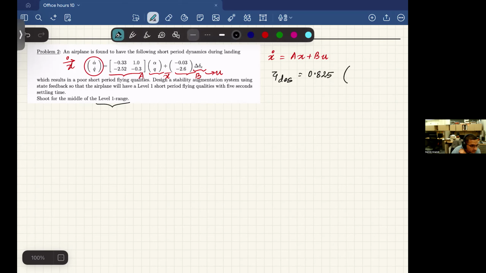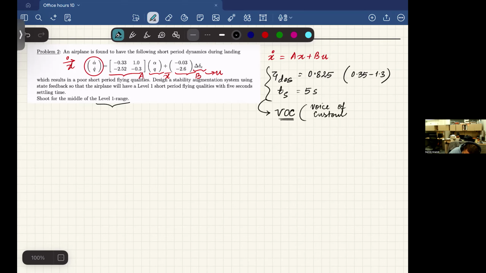The range is given as 0.35 to 1.3. So in the middle of level 1 Category C flying capabilities, my zeta desired is 0.825. Fine. What is the next requirement? The next requirement says that the settling time Ts is going to be 5 seconds. So this is called VOC in industry. Just a fun fact, this is called VOC, or voice of customer.